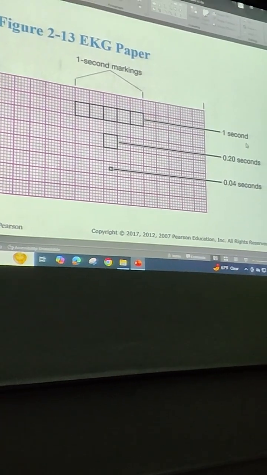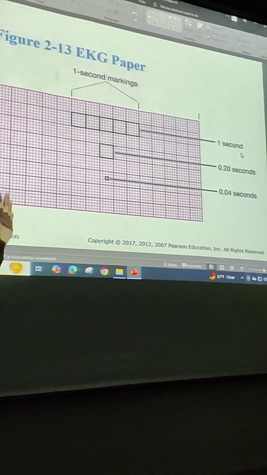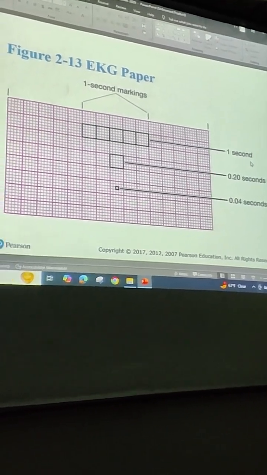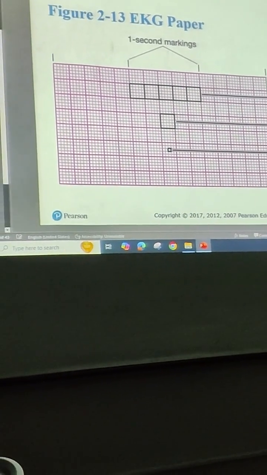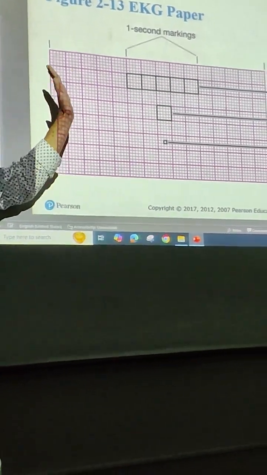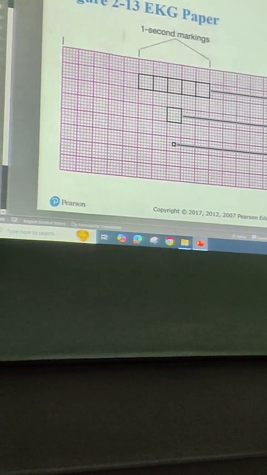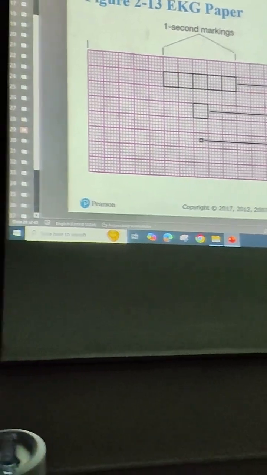So that's basically how it works. So right here, that's the whole thing. This is the type of paper. So you need to know what the horizontal lines represent on an EKG, because it's time in seconds, and the vertical lines as well. And you have all the answers right there. Any questions?